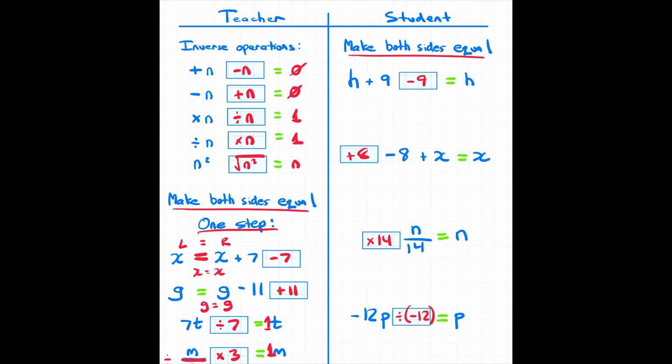And this one confuses students quite often because they see the negative sign there, and so then they want to add 12. But this is negative 12 times p, so we want to do the inverse operation of that multiplication, and I want to divide by, and not divide by 12, but divide by negative 12.